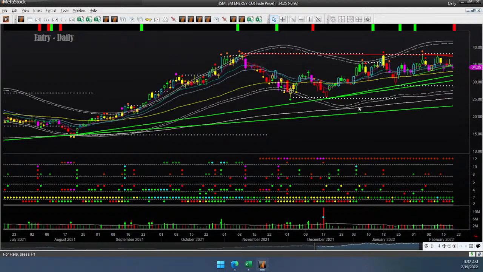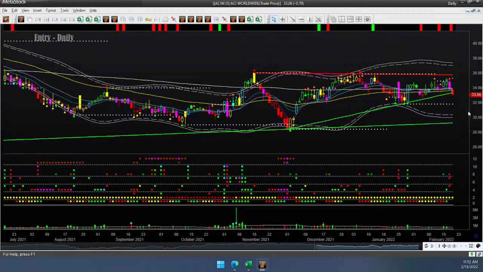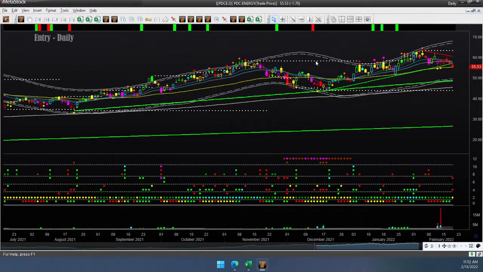Let's see if any more stock is there. SM Energy. SM is the ticker symbol, also an energy sector stock. However, it has not broken below the next trend line support. It broke below this trend line support. That's why it was flagged as a breakout candidate, but another support is nearby, so I'm not going to short it. Let's close it. So we are left with ACIW and PDCE.